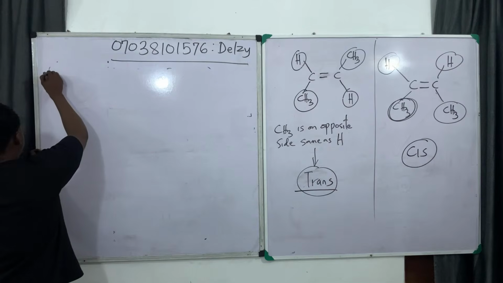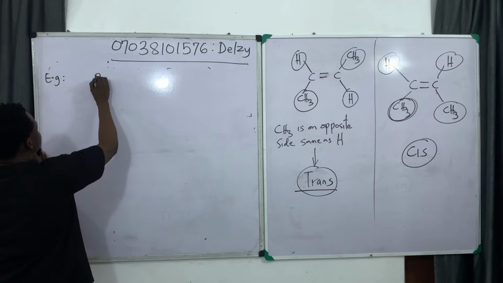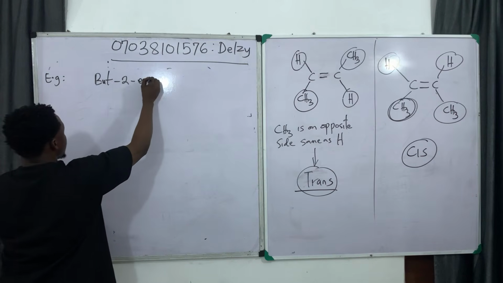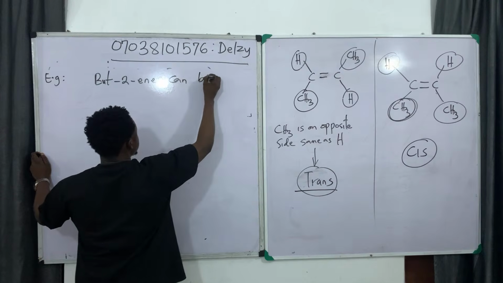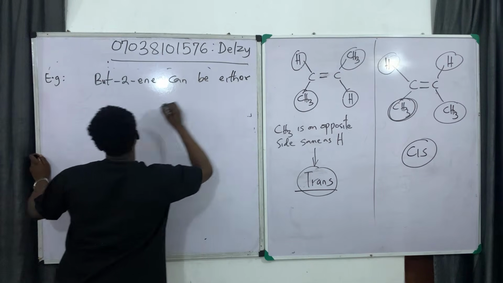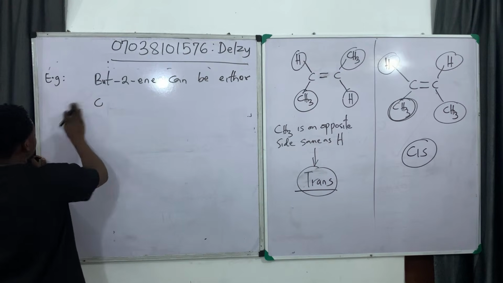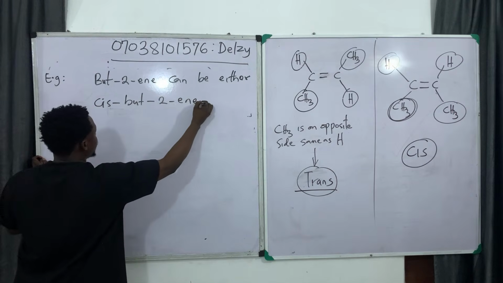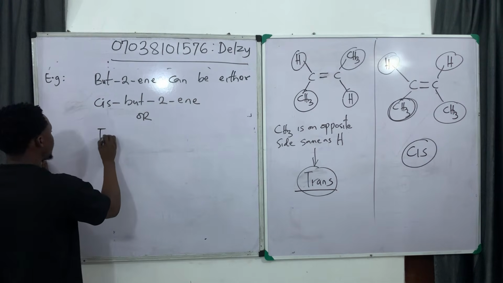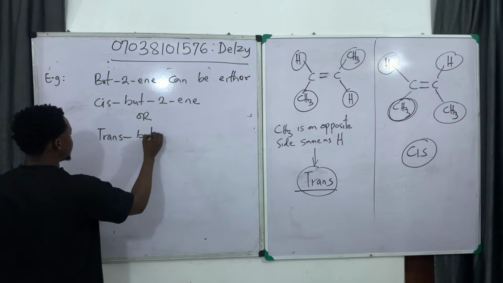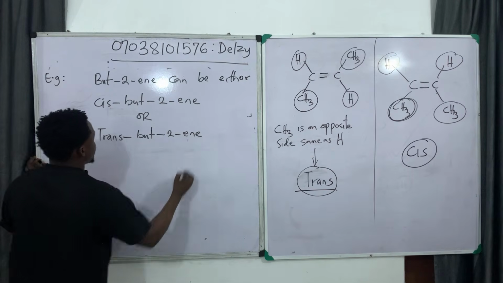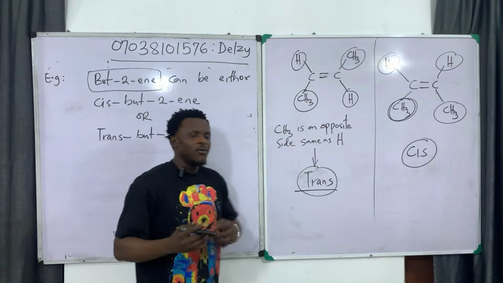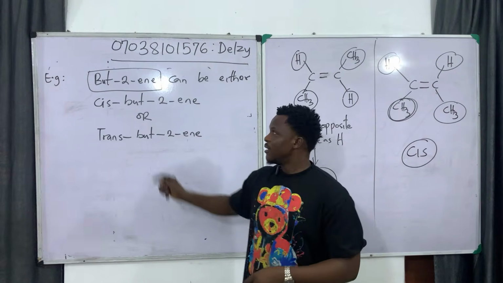Now, let's look at this example. Butene can be either cis butene or trans butene. Now, let's see how a question can be asked.